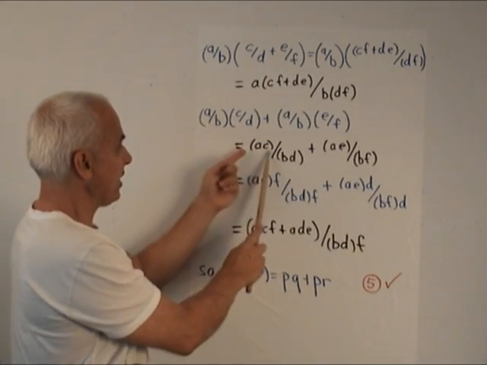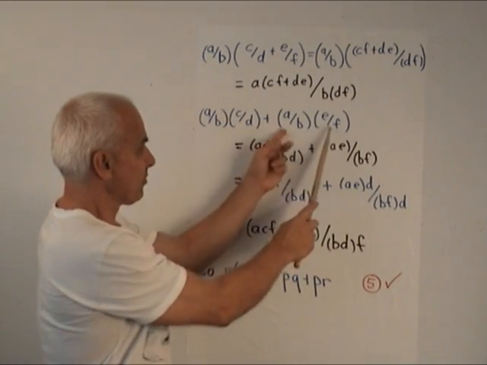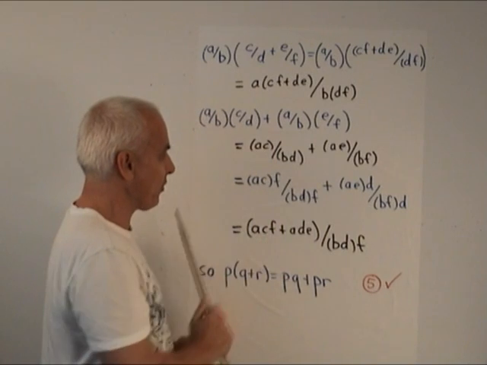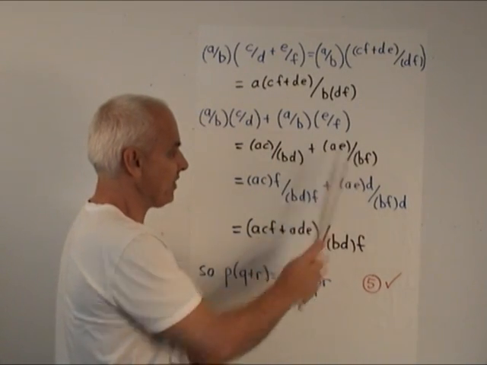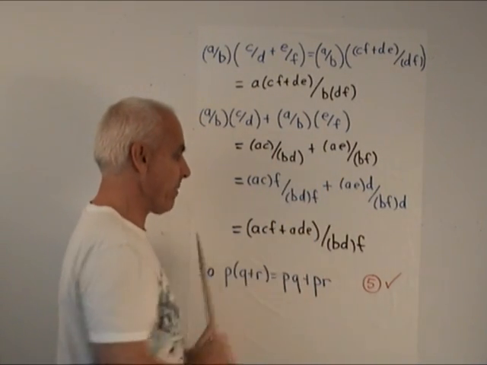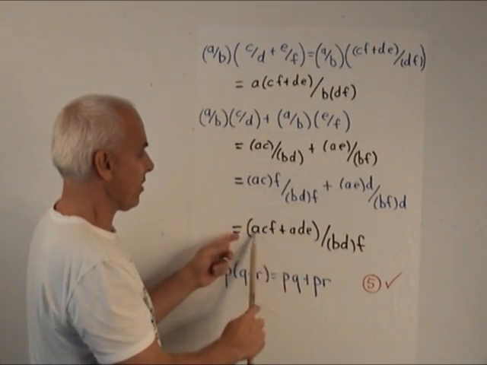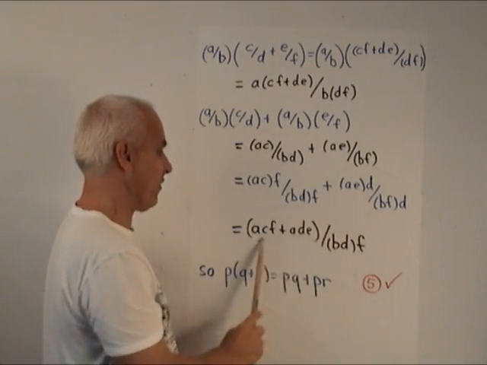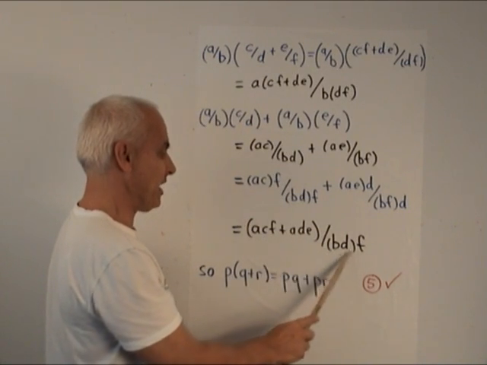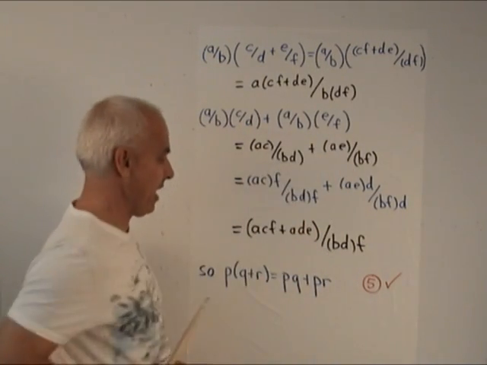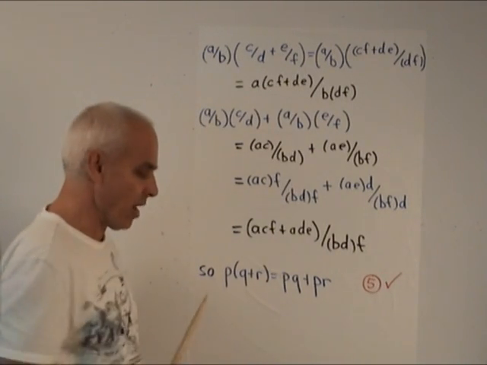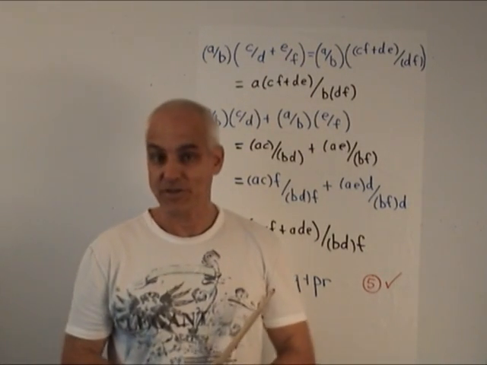This product is AC over BD. This product is AE over BF. Multiply both of these by F, both of these by D, then we get a common denominator, and then when we rearrange, we get this thing here. So ACF plus ADE over BDF, and we see that's the same as what we started with there. That's the distributive law for fractions.